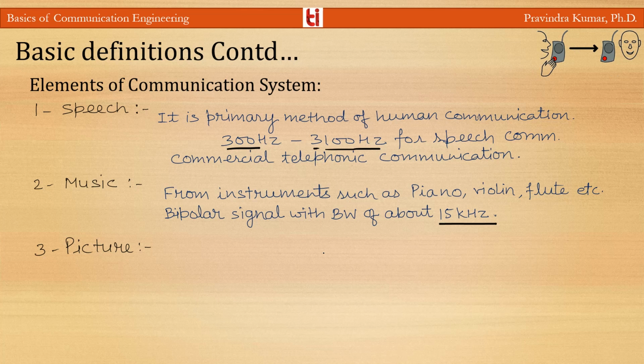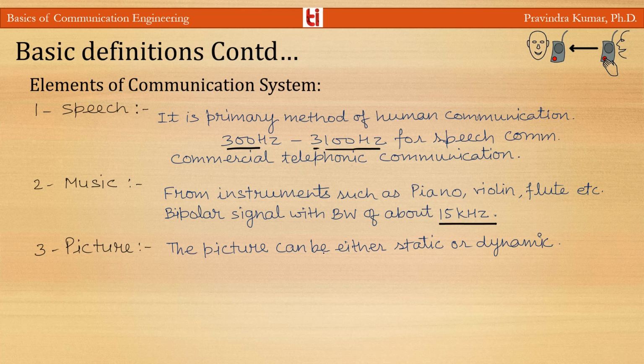Now the third source of information is picture. A picture can be either static or dynamic. An example of a static picture is a picture sent by a fax machine, and a dynamic picture is one produced on the TV. The TV camera produces a dynamic picture and the picture tube reproduces it at the receiving end. This is also known as a video signal, and the bandwidth required for a video signal is from 0 to 5 megahertz.